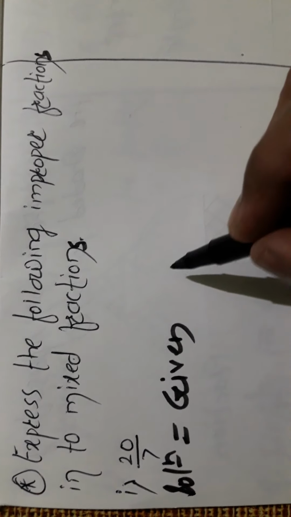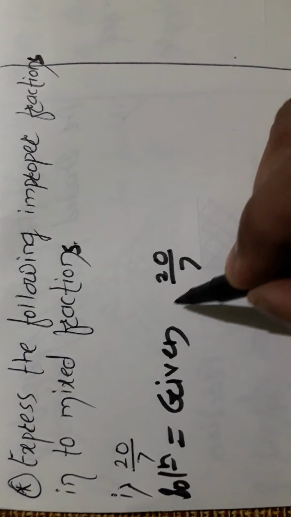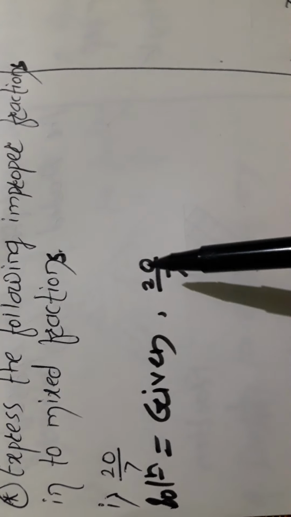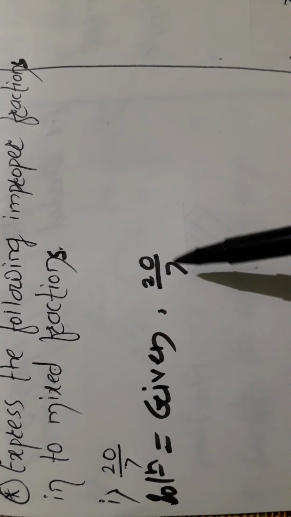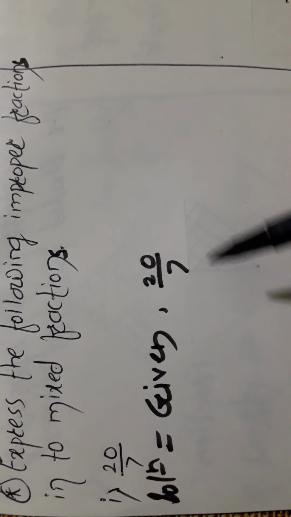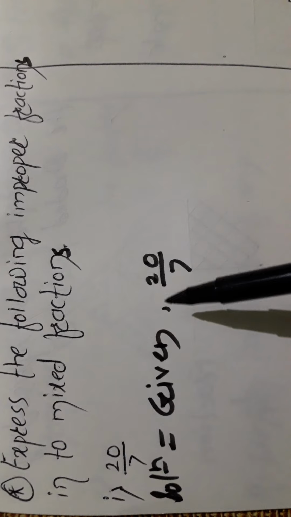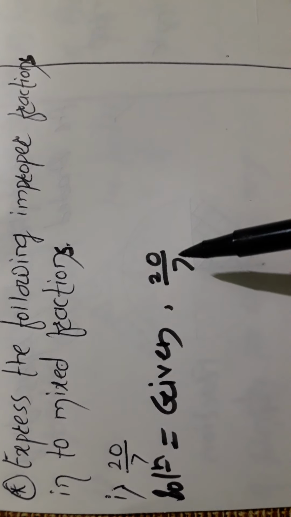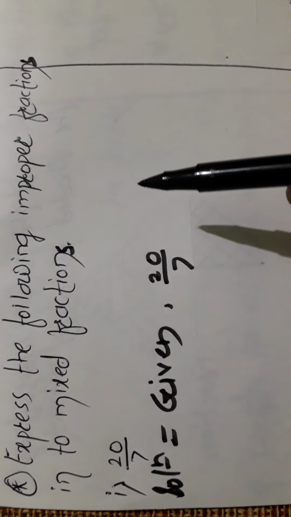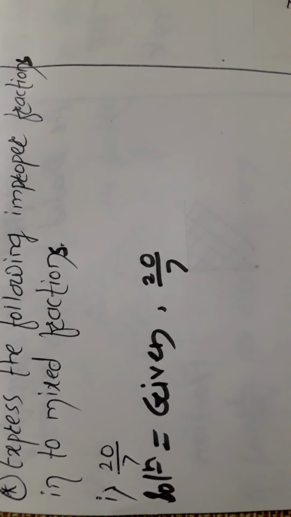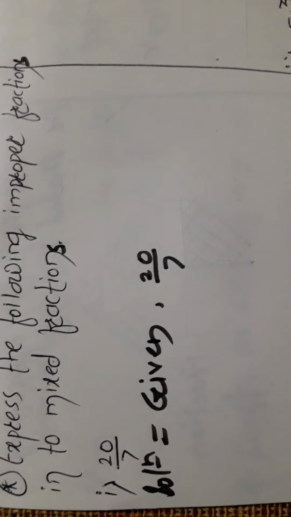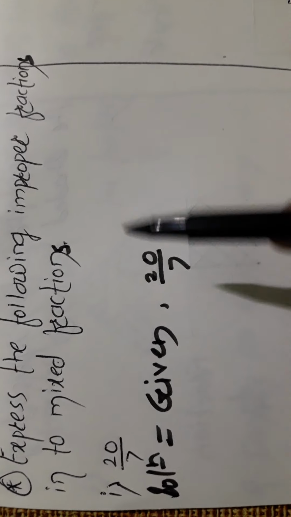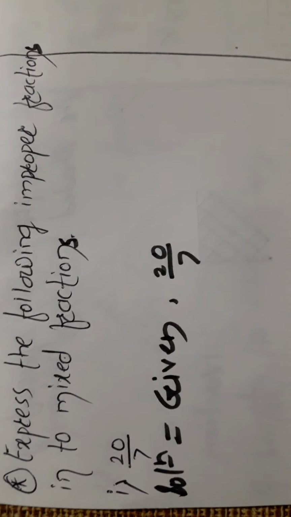What is given? 20 upon 7. This is the given fraction. I told you we have to divide this 20 by this 7, but we should not divide in a perfect manner. Perfect manner means we should not divide in decimal point form. I think you well know about that. There are different types of decimal forms, terminating and non-terminating. We should not convert into these. We have to keep it as a fraction.